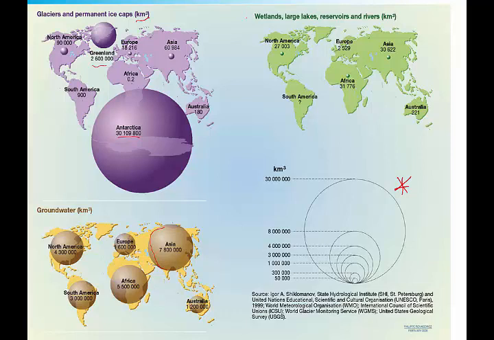If we want to know where fresh water is found in wetlands, large lakes and reservoirs and rivers, we'll look at the green area. And you can see that the number one place for fresh water is in Africa in terms of rivers and lakes and other surface water bodies. So again, parts of Africa are desert, certainly the northern part, but the rest of Africa has quite a bit of water.